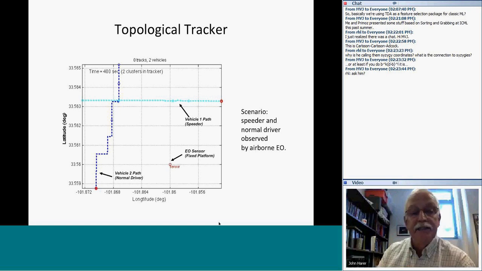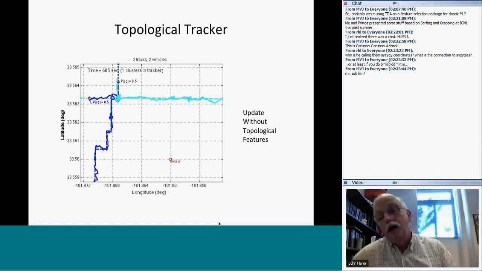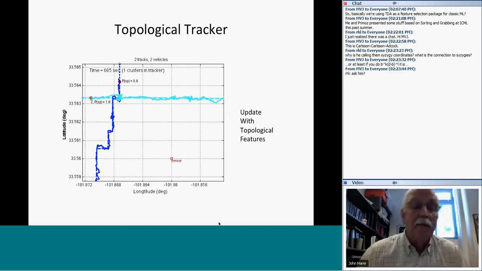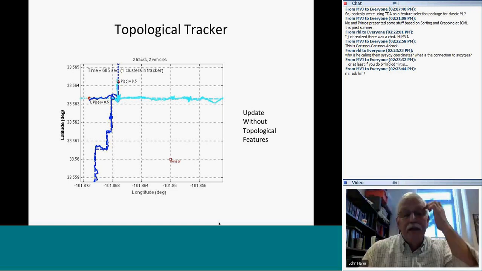So here's the scenario, and what we did, and this is what happens without the topological features. And when we did the topological features, we actually got an improved performance. In this particular example, you see that the tracker got them confused. This is a multi-hypothesis tracker that's used at APL. It's been around a long time, very well developed. It's actually used in the real world. And what happens is after they head off, it has no way of recovering who's who.